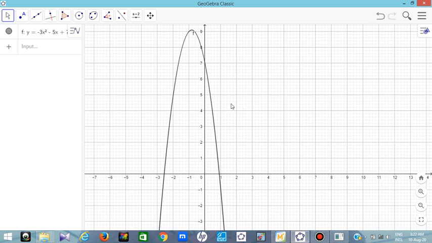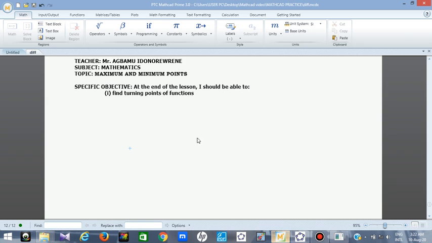So this is what I want to demonstrate for you, how you can calculate the maximum and minimum value of a function. You may be asked to find the turning point, which can be a maximum or minimum, depending on how the question comes. So let me start with this example I have here. For example, you may be asked to find the minimum value of this function. Let me just put it down.